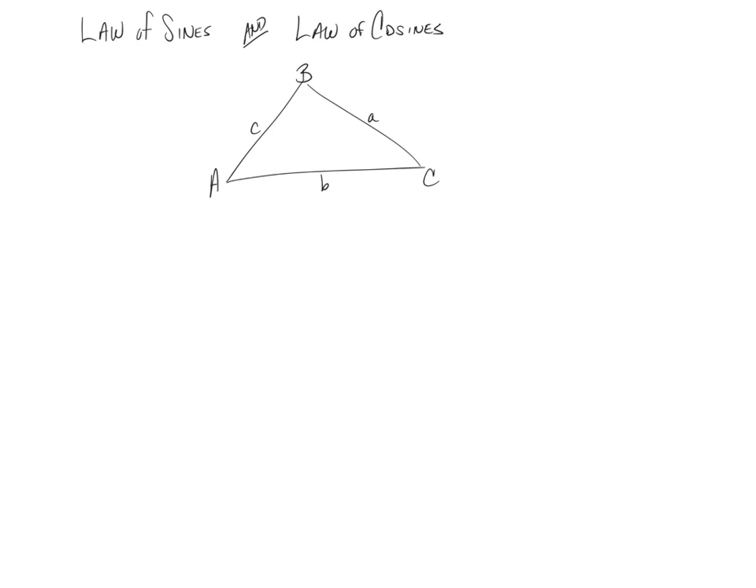Okay, let's talk about the law of sines and law of cosines, which are used to solve for missing side lengths and missing angles in triangles that are not right triangles. I've drawn here a triangle, just tried to be a random generic triangle. As it turns out, it looks kind of isosceles, but don't let that fool you. This triangle could be acute, could be obtuse, could be scalene, whatever.